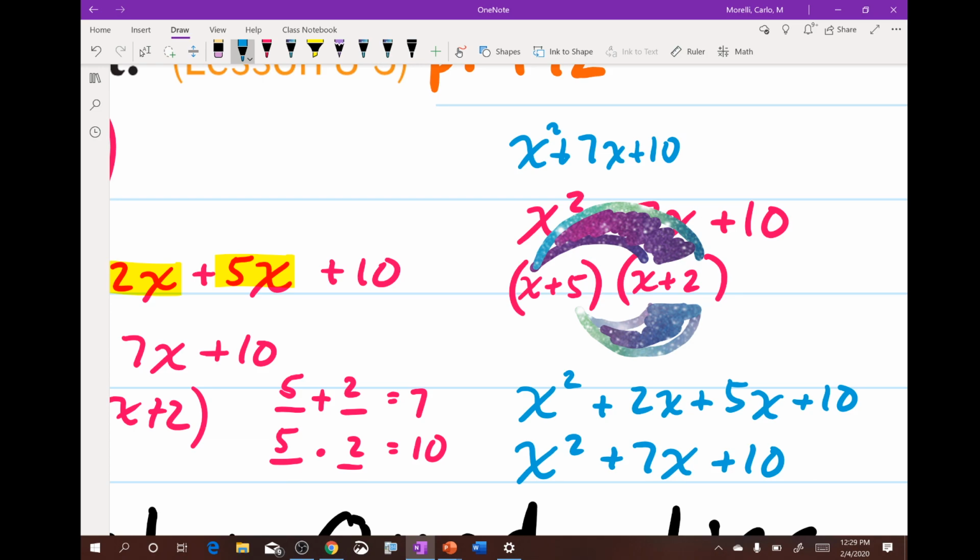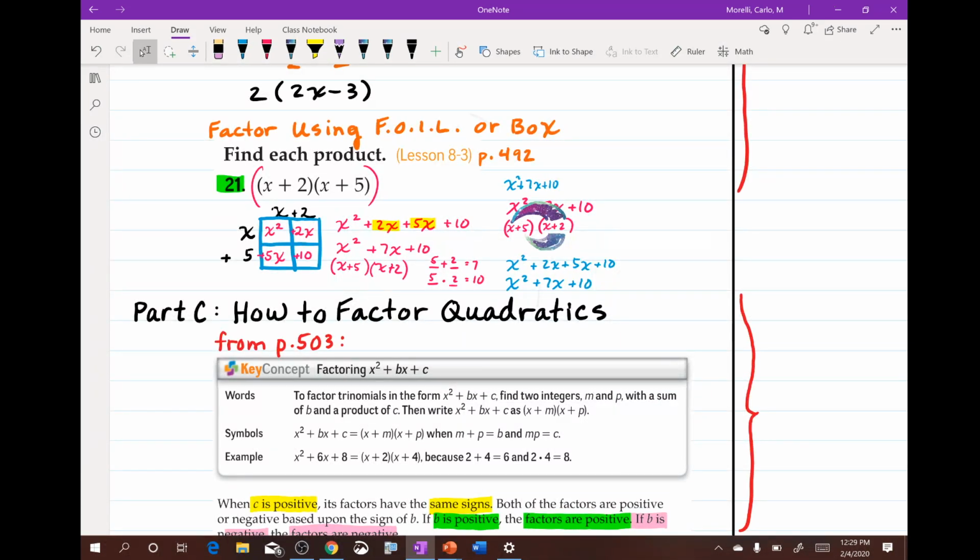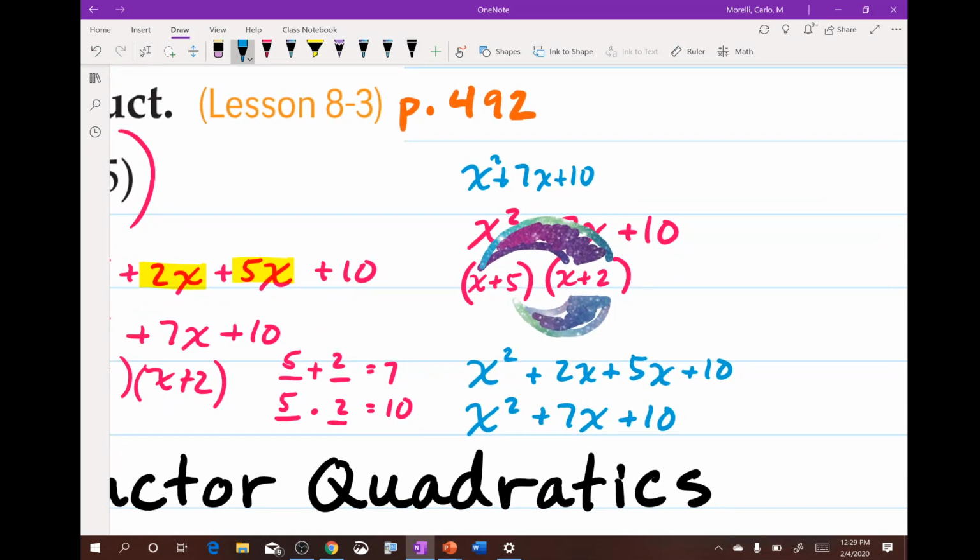It's like the heads and tails of a penny, right? It's two sides of the same coin. So we should make a note here that x squared plus 7x plus 10 is equal to x plus 5 times x plus 2.